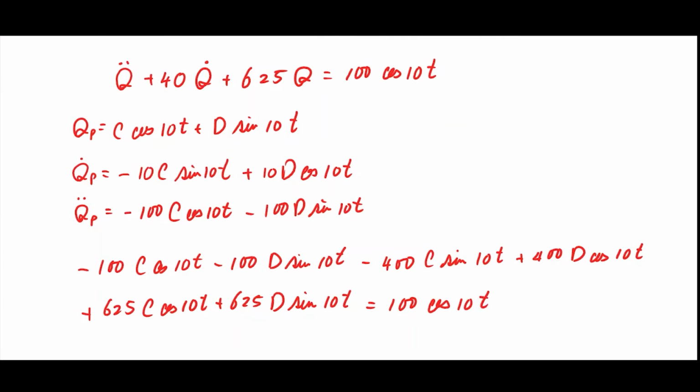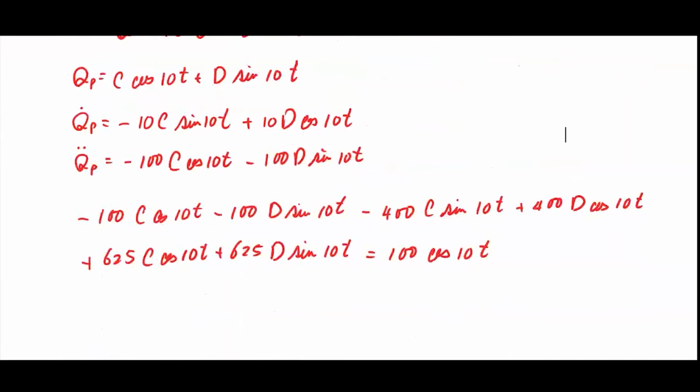Okay, collecting sines and cosines. Now let's see the cosine terms. We have a cosine term here, and here, and here. So we can add these two. We'll have 525c, and then here's the other cosine term, which is 400d, and then cosine 10t.